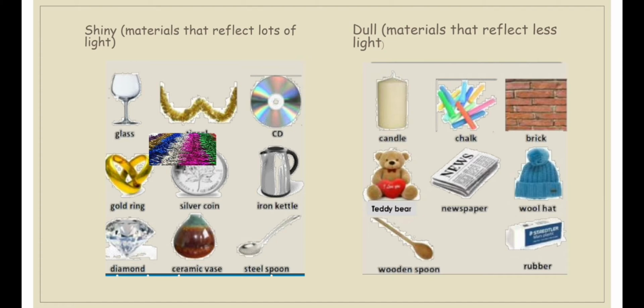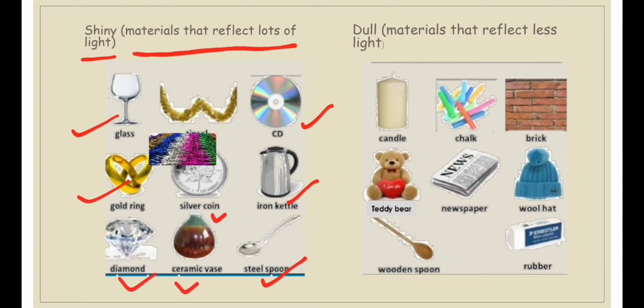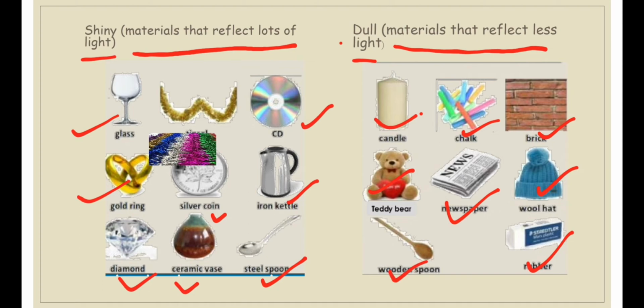Shiny materials. Shiny materials are those that reflect lots of light, like CD, iron kettle, spoon, glass, gold, diamond, ceramic, and silver coin. They reflect light. We can say that they are shiny. Their property is shiny. Dull materials. Dull materials are those that do not reflect light. They are dull, like candle, chalk, brick, wool, rubber, newspaper, teddy bear, and wooden spoon. These materials can be called dull because they do not reflect light.